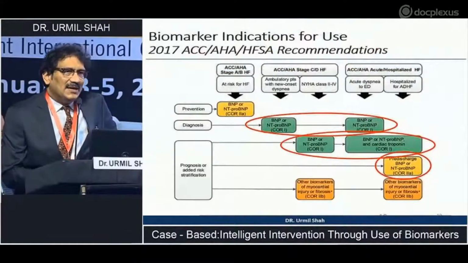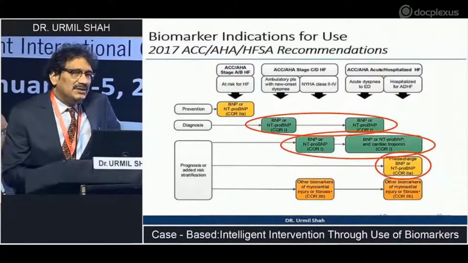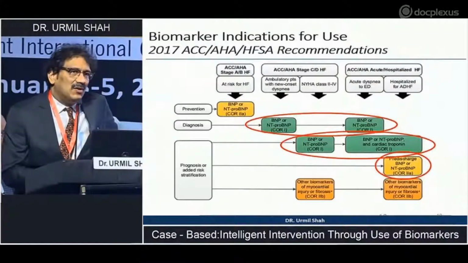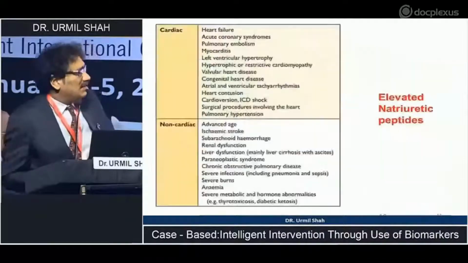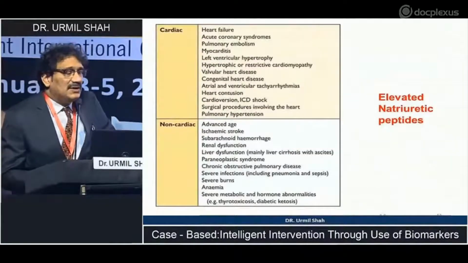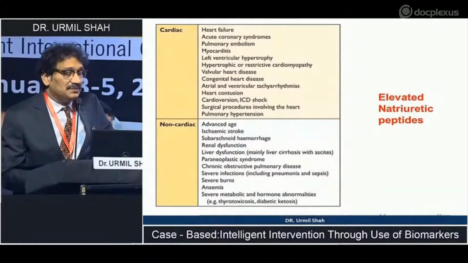Whenever there is an acute dyspnea patient or a patient who has an exacerbation of symptoms, BNP is very useful as far as diagnosis is concerned. At the same time, it is very useful for prognosis in NYHA class 2 to 4 patients, as well as in all hospitalized patients. BNP is also useful as a pre-discharge level for prognostic value. BNP is elevated in many conditions: heart failure, acute coronary syndrome, pulmonary embolism, congenital heart disease, arrhythmias, pulmonary hypertension, as well as non-cardiac conditions like subarachnoid hemorrhage, renal dysfunction and liver dysfunction.